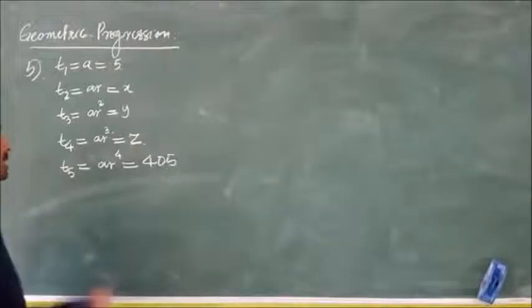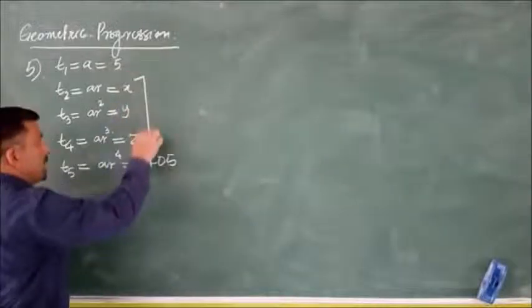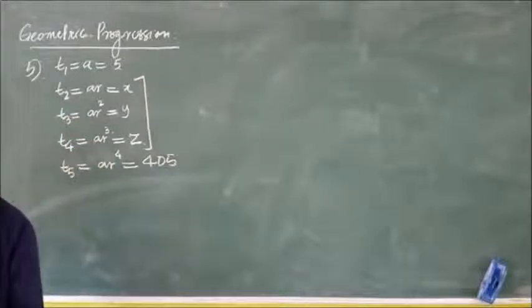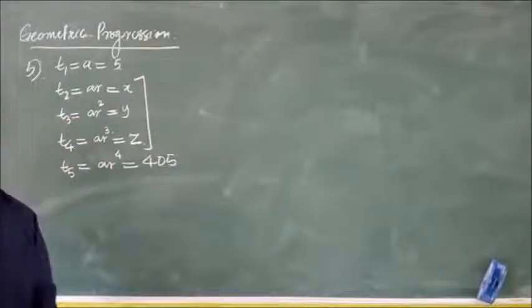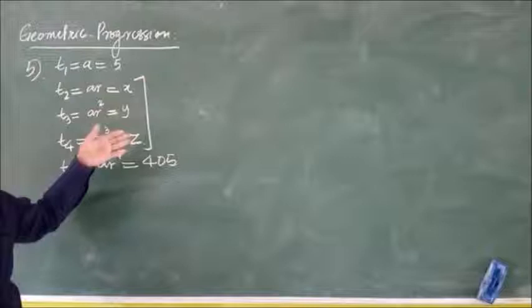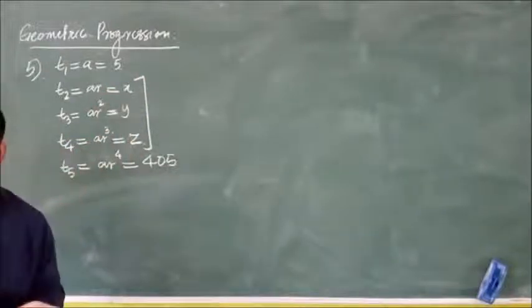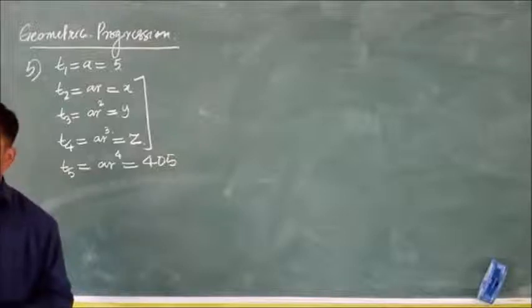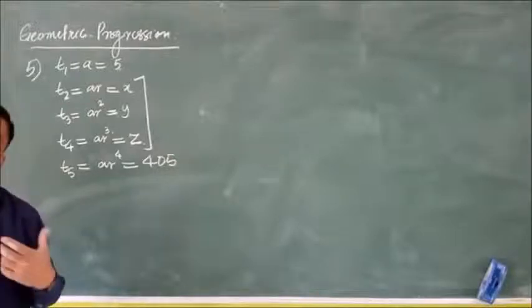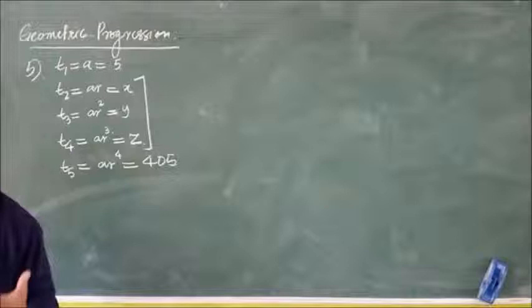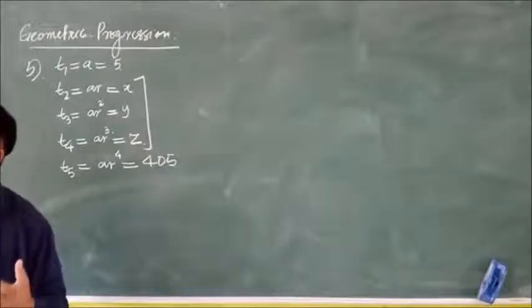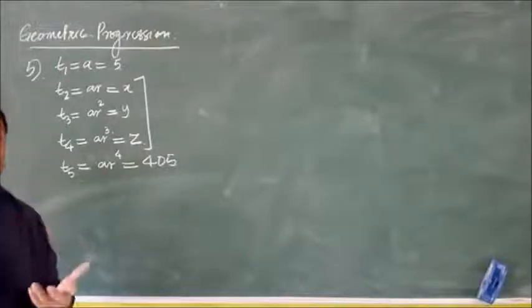Now the question is to find the value of x, y, and z. And your x, y, and z are in these 3 middle equations, isn't it? So we have to use those equations, only then we can find the values of x, y, and z. But if I begin to calculate the value of x, what is the difficulty?